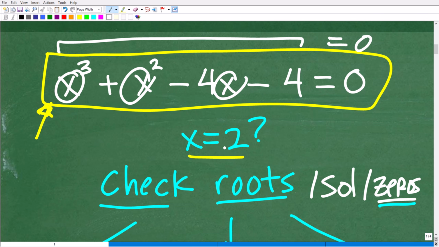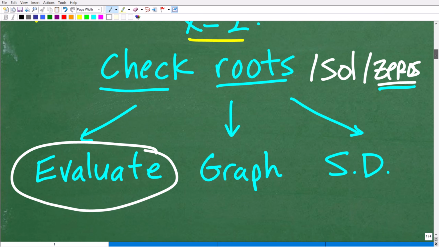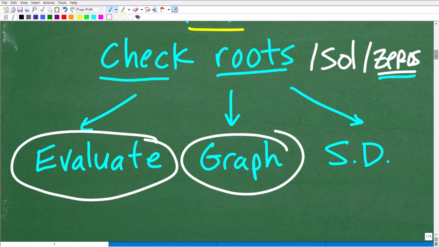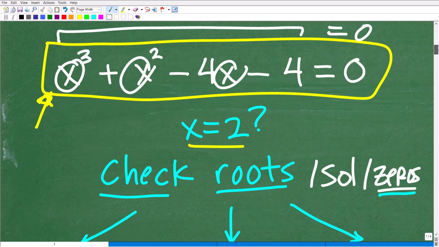So just like when you check a solution in any equation, if you plug it in and the left equals the right in terms of its value, then in fact you got a valid solution. So you could do that. Another thing you could do is look at the graph. If you had a graphing calculator, you could graph this polynomial.